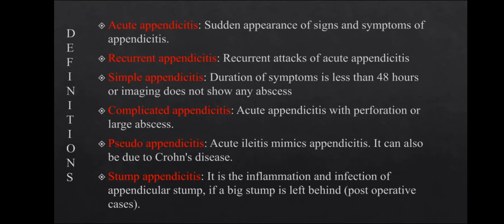Next is pseudoappendicitis. That is, it is not an appendicitis condition, but due to the features, it can appear like appendicitis, for example acute ileitis or Crohn's disease. All these intestinal diseases can mimic appendicitis in clinical features. Next is stump appendicitis. Stump appendicitis means after the appendicectomy, we leave the appendicular stump, and to that stump there will be inflammation and infection. That condition is called stump appendicitis. So these are the definitions, the different terms related to appendicitis.